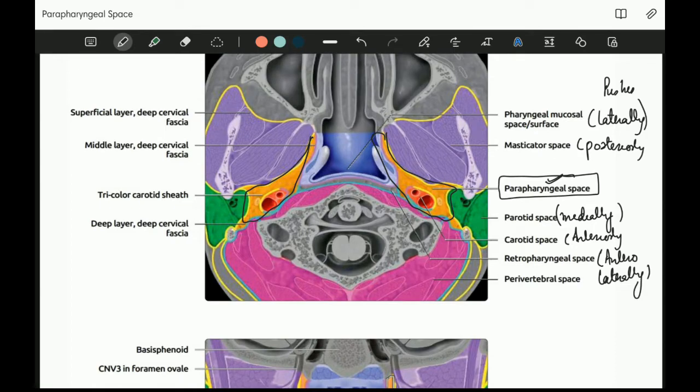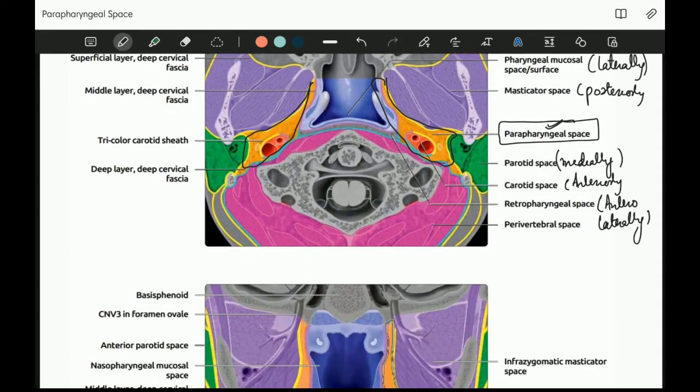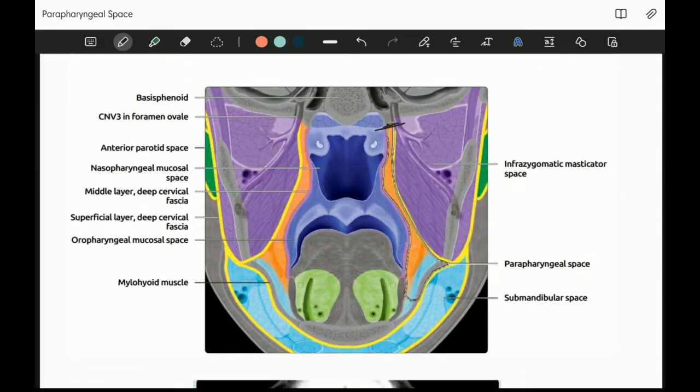The parapharyngeal space extends from the skull base to the inferior cornu of the hyoid. Inferiorly it is open and it communicates with the submandibular space as seen in this diagram.